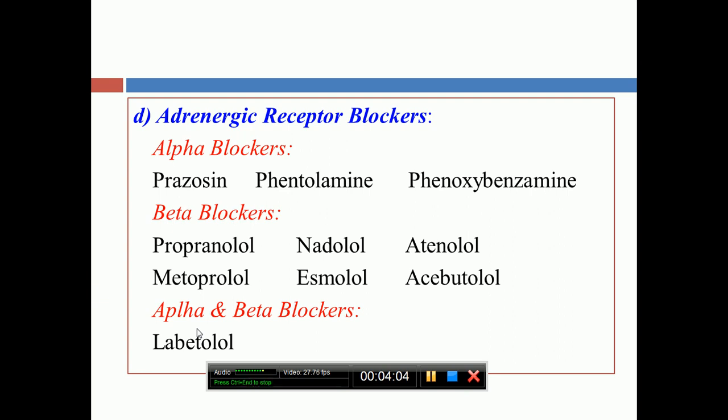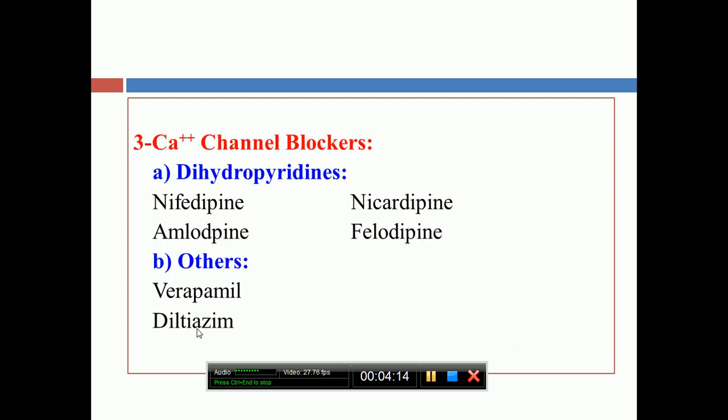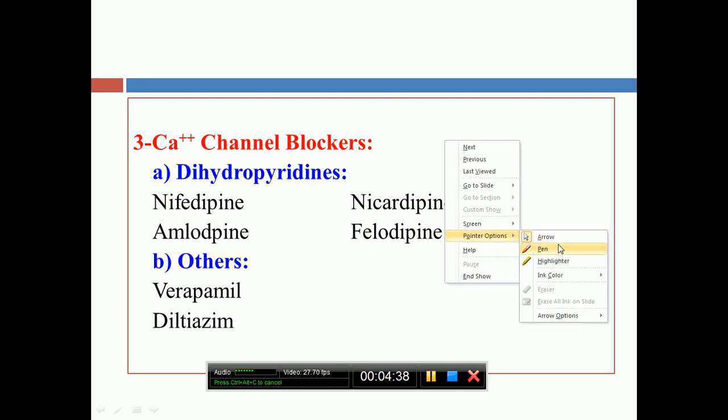Then there are both alpha and beta blockers. We have a drug called labetalol, which has an ability to block both alpha and beta receptors. Then we have the third class of agents used to treat hypertension, calcium channel blockers, because if you see the action potential of cardiac muscle, it has a plateau phase. The plateau phase is due to the entry of calcium within the cell. So the plateau phase in the cardiac muscle is here.